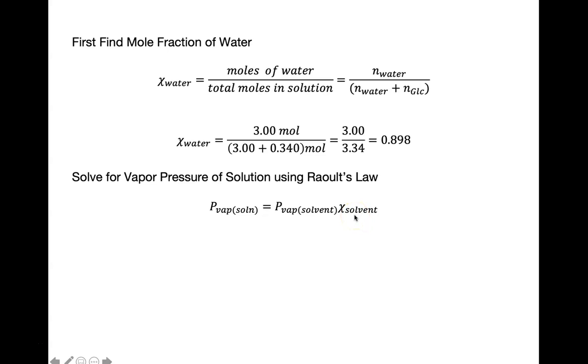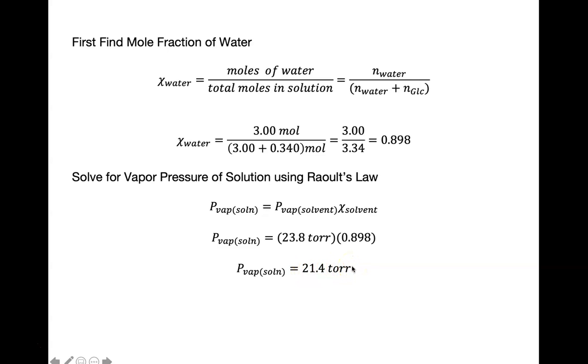The next thing we'll need to do is solve for the vapor pressure of the solution, because chi was the last thing I needed to solve for, since P_vap of the water, the solvent, was given in the problem itself. So I plug in my numbers with the correct units. Chi is unitless, so my final answer is 21.4 torr.